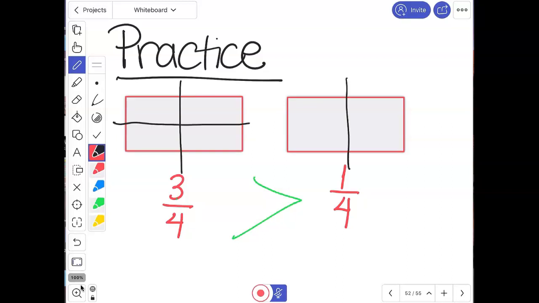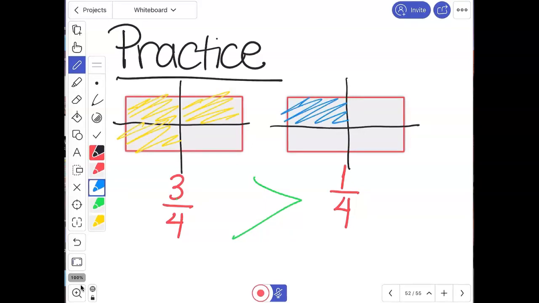I'm going to break those into fourths, 4 equal parts. And I'm going to shade 3 over here. And I'm going to shade just 1 over here. And yeah, my picture proves it, huh? That 3 is more shaded than 1. So 3/4 is greater than 1/4. All right, next one.